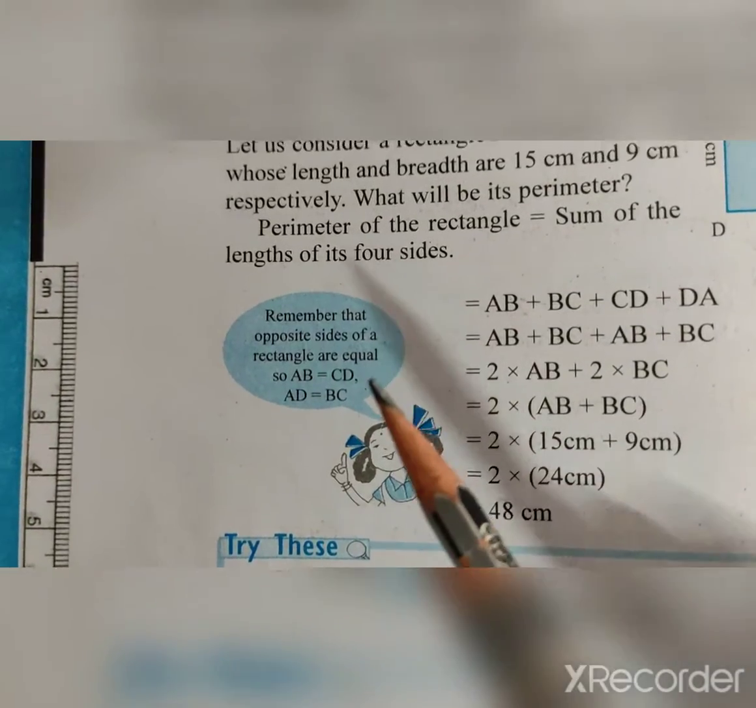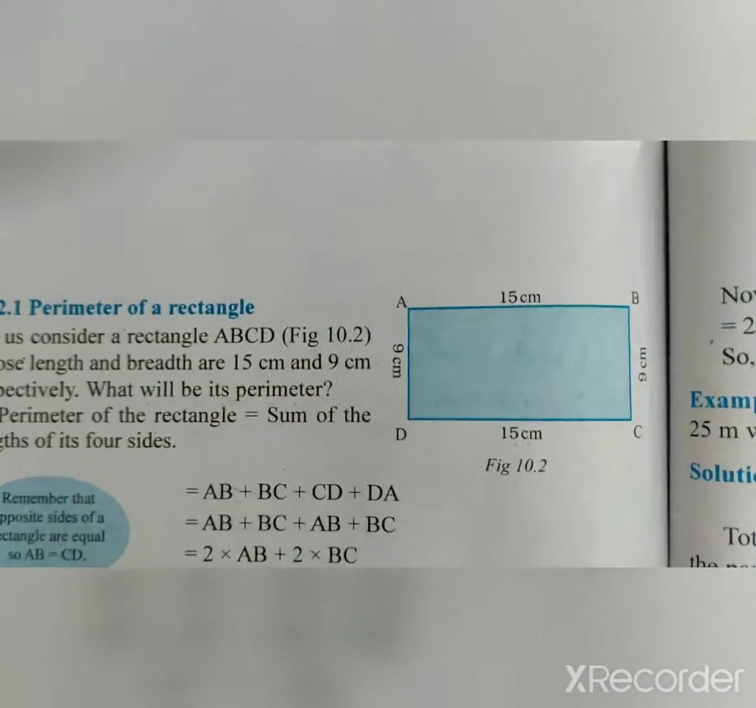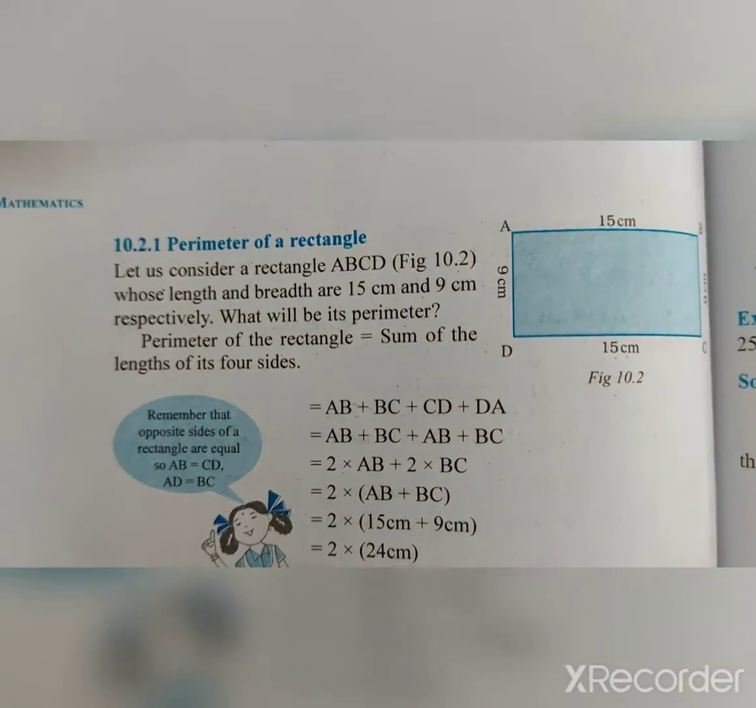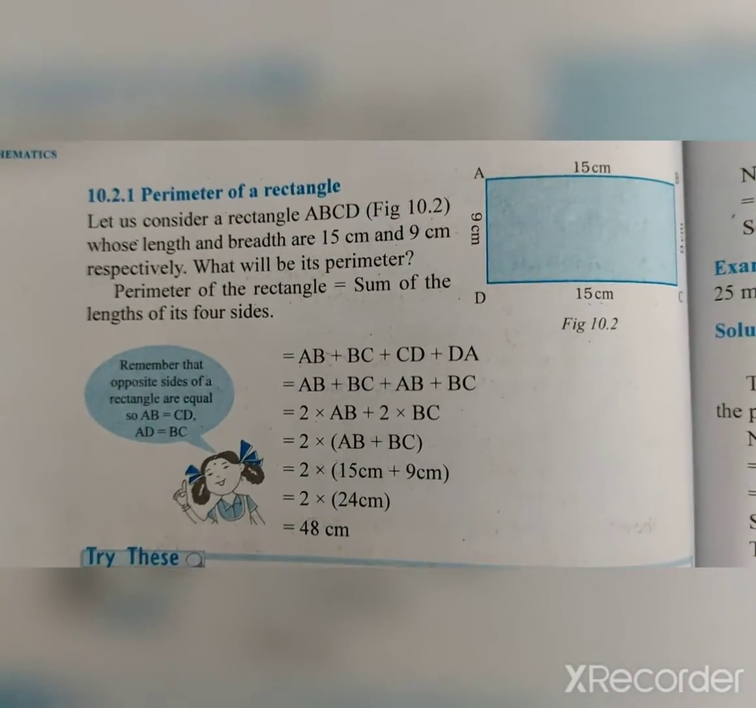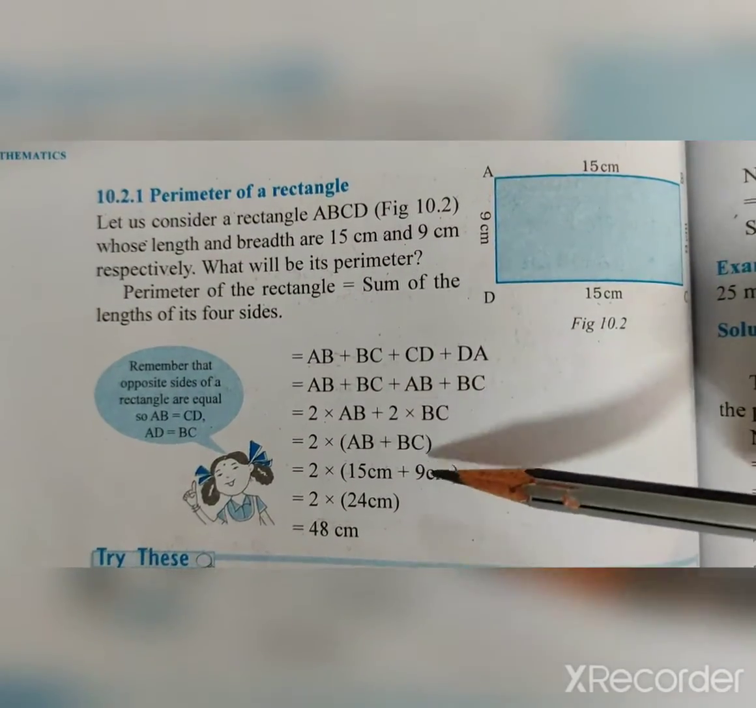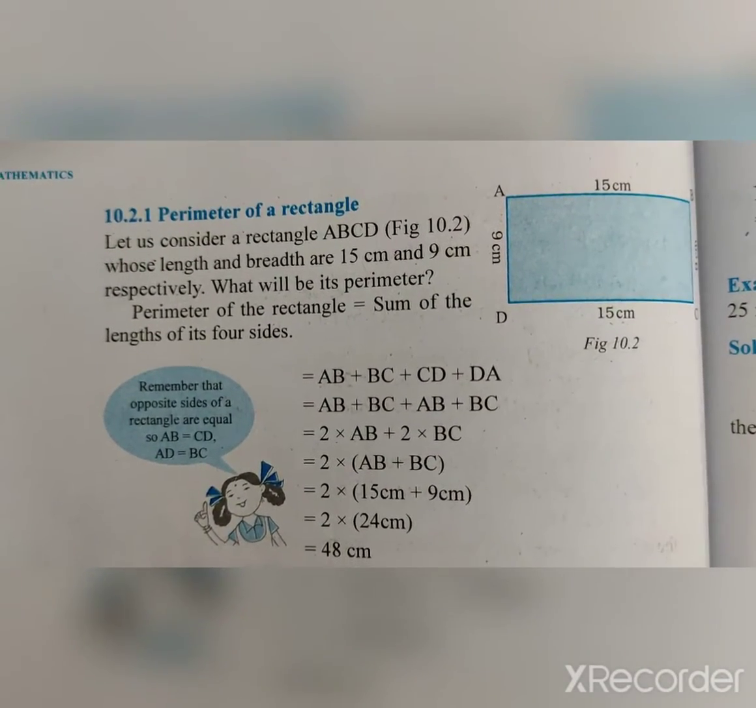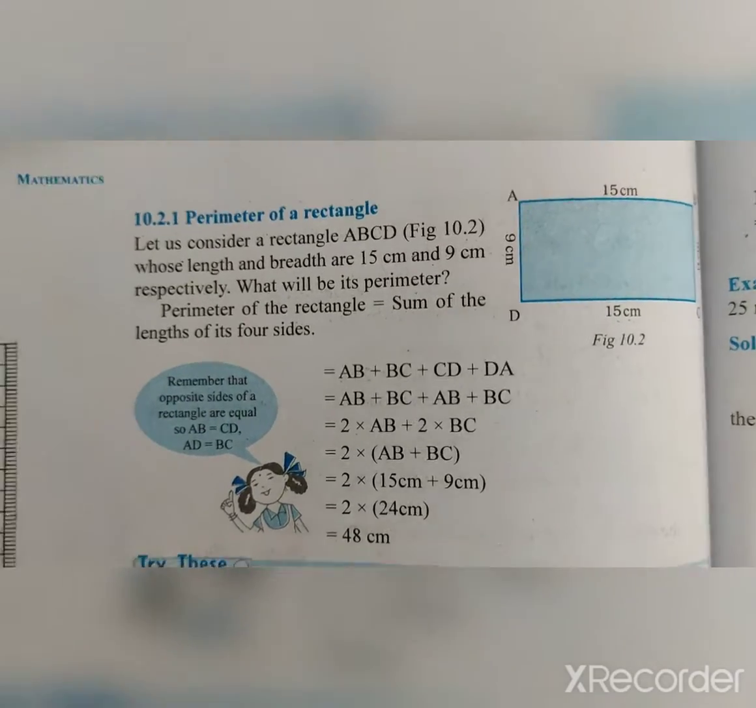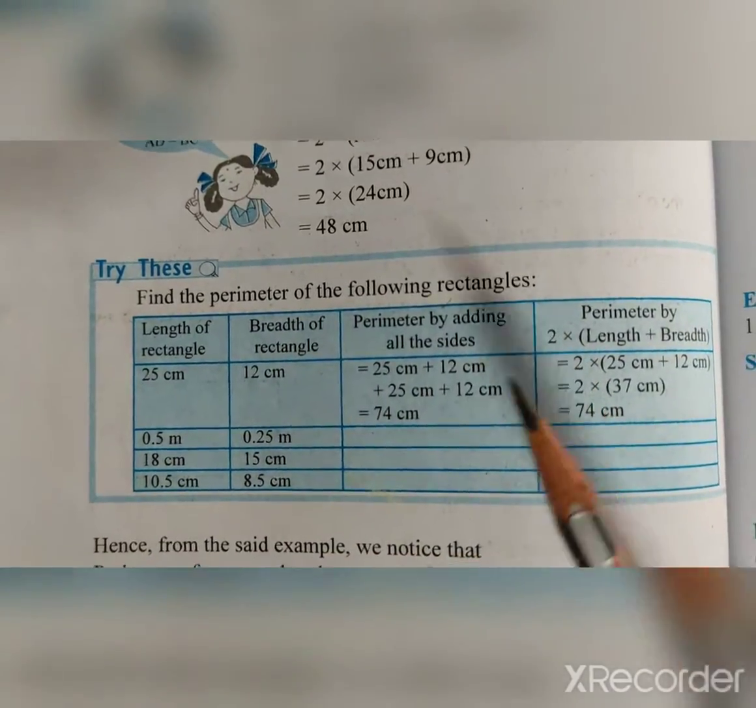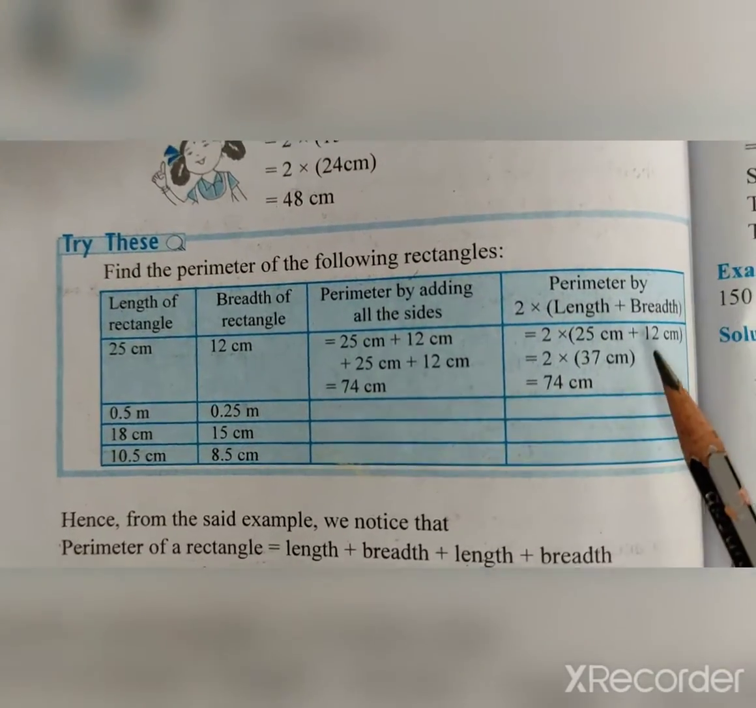Now remember that opposite sides of a rectangle are equal: AB, CD, AD, BC. That means when we add 2 times length and 2 times breadth, we get the perimeter of the rectangle. So in short, length and breadth first we will add, then multiply by 2, and we get the answer, the perimeter of the rectangular shape. Try these. Find the perimeter of the following rectangles. Length is this, breadth is this, add all sides and then use the formula.